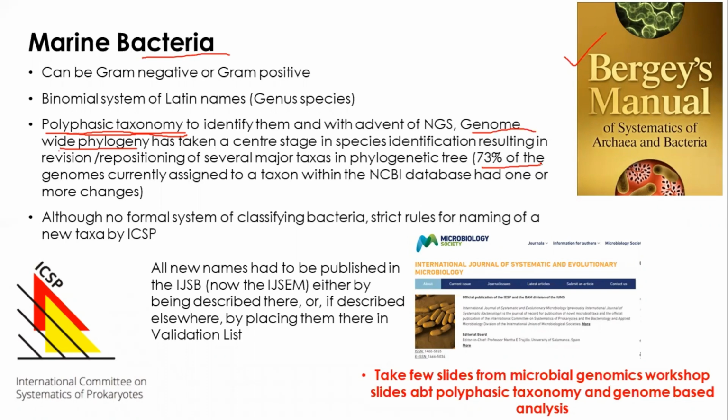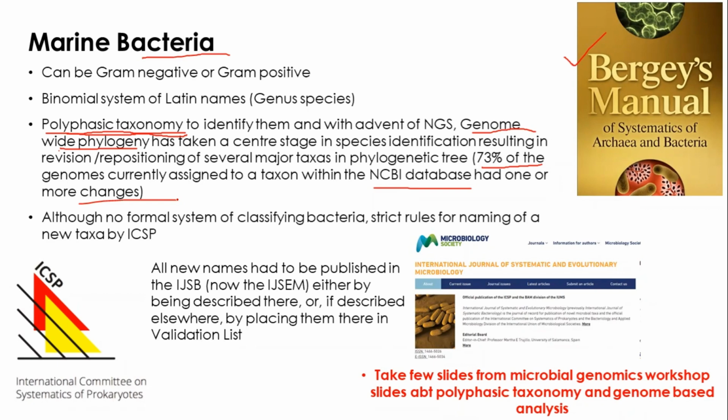As you can see, in the NCBI database, which I showed you yesterday, 73% of the genomes currently assigned to a taxon had one or more changes. It means that what was previously known as a different name, after doing the genome analysis, has been shifted to a different clade or different systematic position.